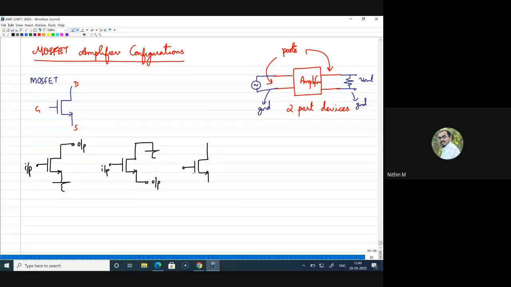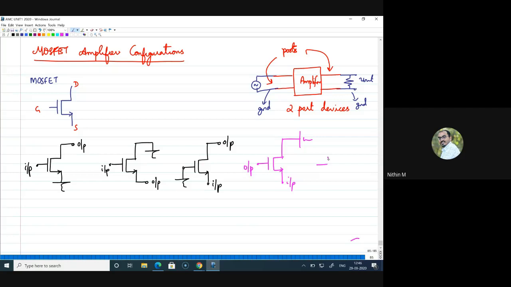Input is given to source, so here it is input, and I am taking output from the same point, and this I am keeping as a reference or the ground point. This is one. Then let me use some different color. So MOSFET, again input I am giving to source itself. Instead of taking output from drain, I will make this common and I will try output from here. That is one.